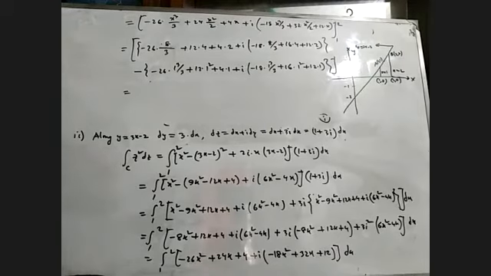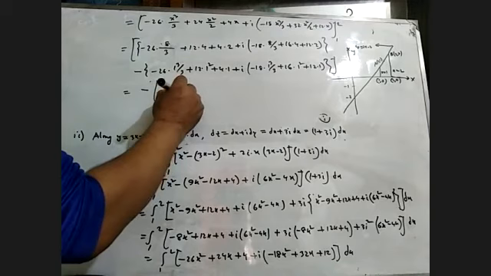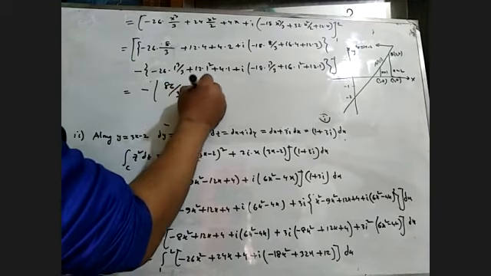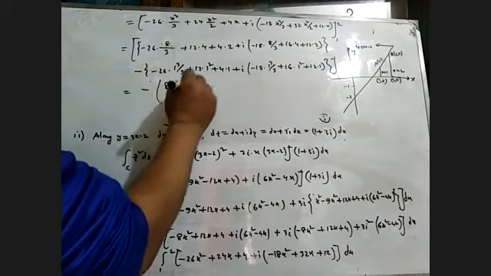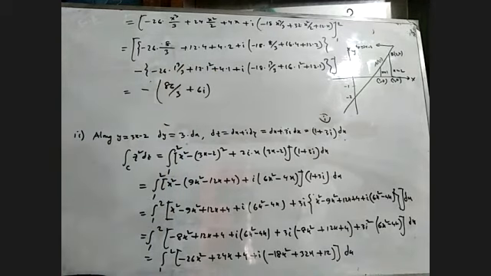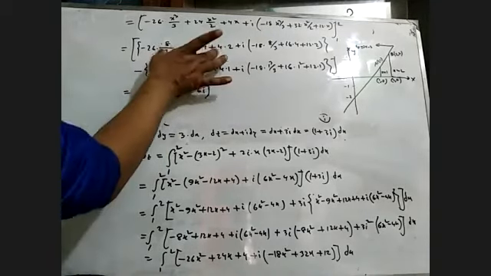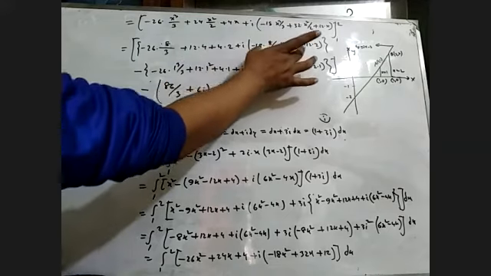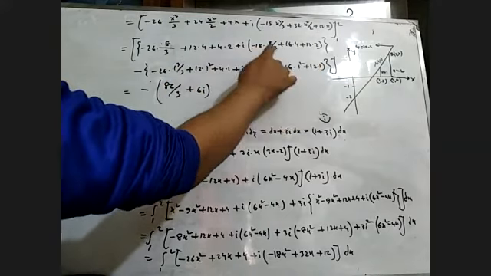Okay, this result will be minus 86 by 3 plus 6i. This will be the total of this integration. This part will be homework, just addition. This plus this, then this plus this. Okay.